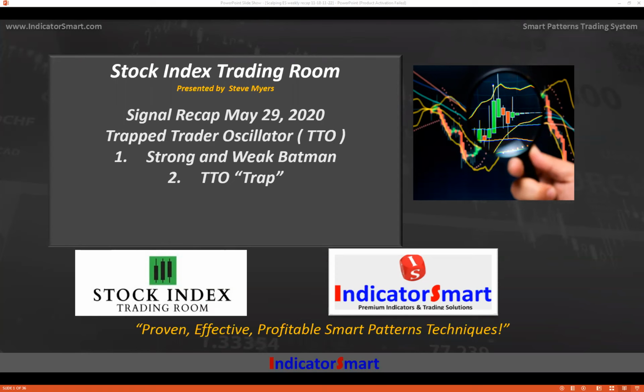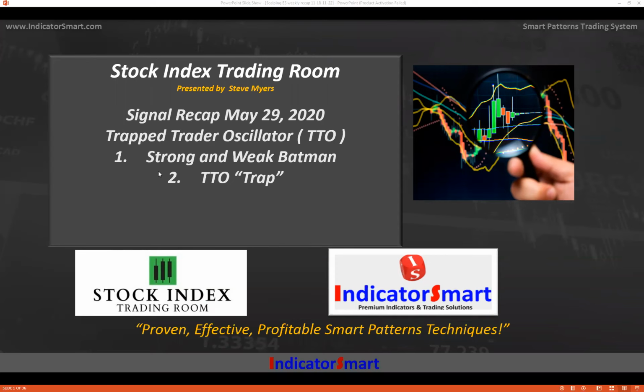And we're going to focus on an old friend, Trapped Trader Oscillator. If you've followed our work, you'll know that it's long been my favorite. And I think maybe after the presentation, you'll understand why many of our members have so much fun and have great results trading off of Trapped Trader Oscillator.